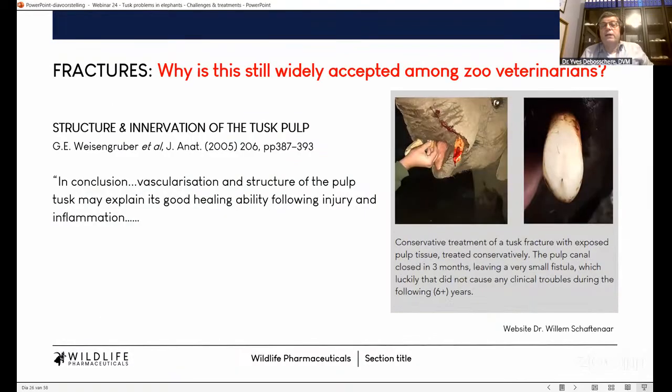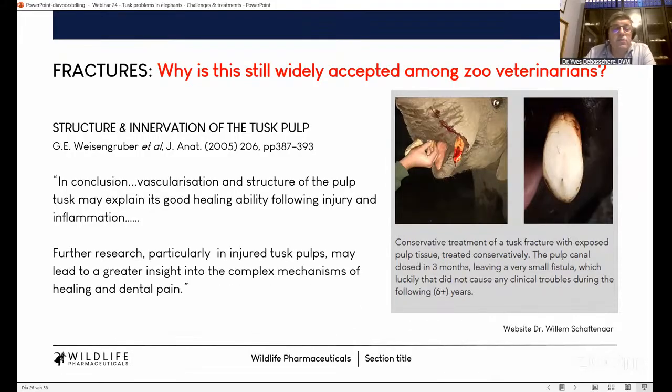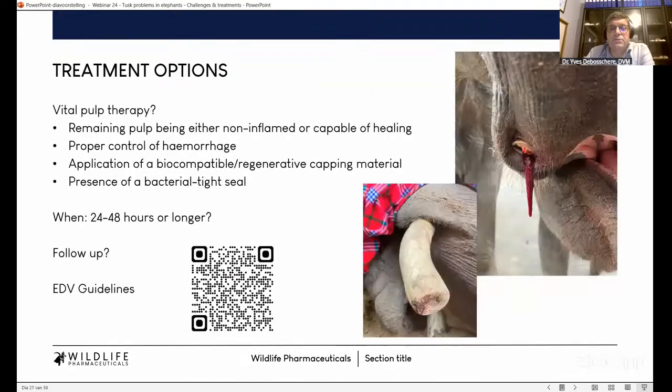So why is it still widely accepted among zoo veterinarians? I think it has to do with a paper by Weissengruber, where he said that the vascularization and the structure of the pulp may explain its very good healing ability following injury and inflammation. Which is true, but he stipulated also directly that further research is necessary, particularly in injured tusk pulp, because we need to know what is going on, and most of the time it's not healing. So maybe we can have an anecdotal case, but most of the time it's not healing.